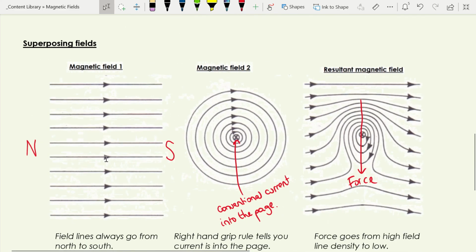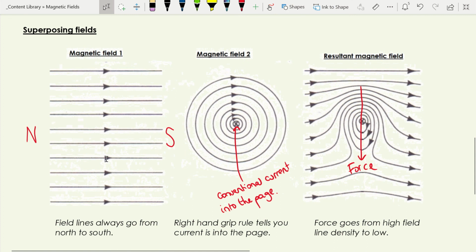So I've got myself a sketch of this so we can add some details to it. So the first thing we need to do is label the north and south pole for the magnetic field on the left. And we know that magnetic field lines always go from north to south. So that's how I'm able to put a north here and a south here. That's what I'm doing there.